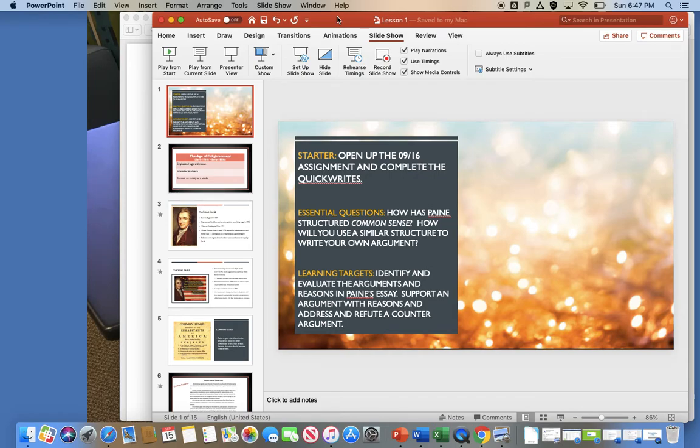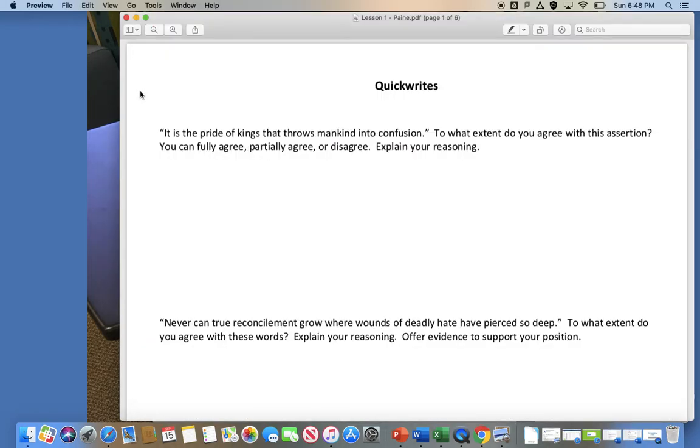Okay, as a starter, I'd like you to open up the 916 assignment and complete the quick writes. When you open up the assignment, you'll see this PDF, and the first quick write says, "It is the pride of kings that throws mankind into confusion." To what extent do you agree with this assertion? You can fully agree, partially agree, or disagree. Explain your reasoning.